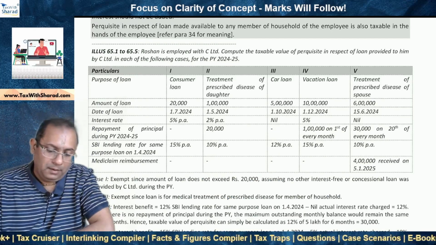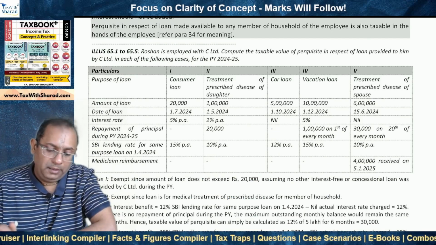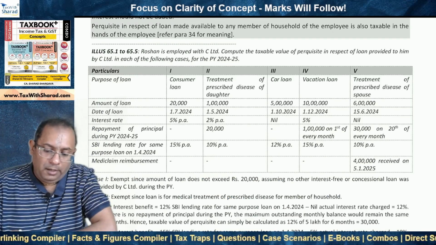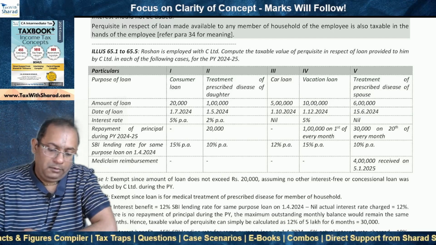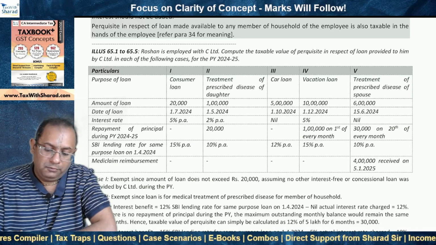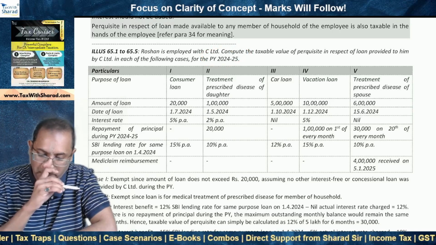Now let's look at 5 quick examples to understand how we compute. Roshan is employed with C Limited. Compute the taxable value of perquisite in respect of loan provided to him by C Limited in each of the following cases for previous year 24-25.